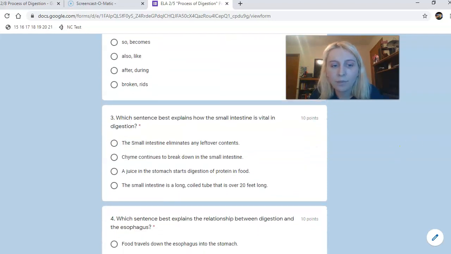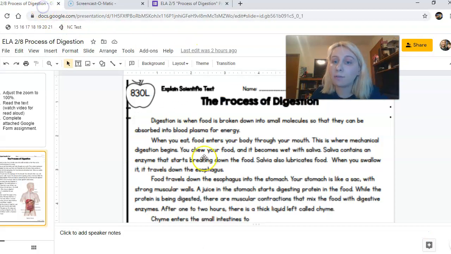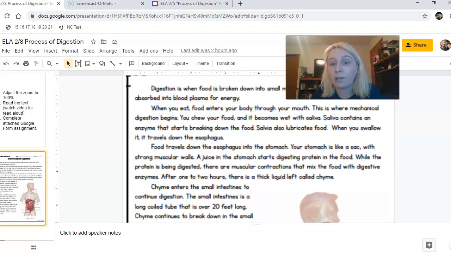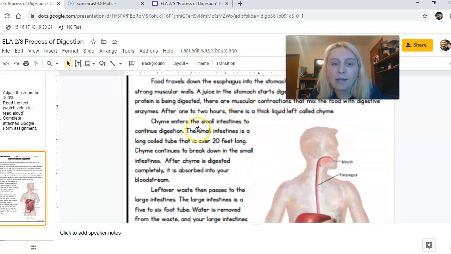Number 3, which sentence best explains how the small intestine is vital in digestion? All right, so let's go back and see what the small intestine does, because that's probably going to clue me into what's important, what's vital about it. All right, chyme enters the small intestines to continue digestion. The small intestines is the long coiled tube that is over 20 feet long. Chyme continues to break down in the small intestine. After chyme is digested completely, it is absorbed into your bloodstream.